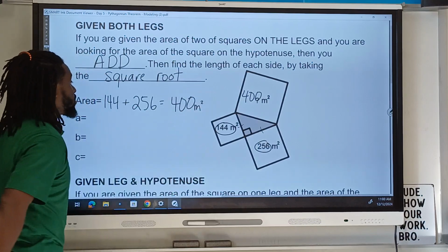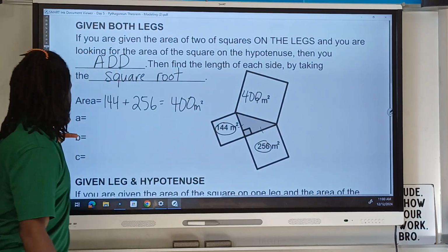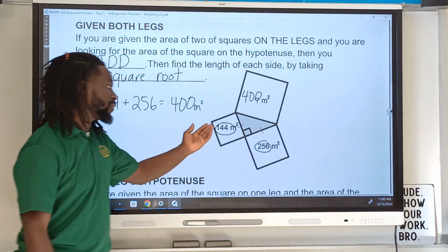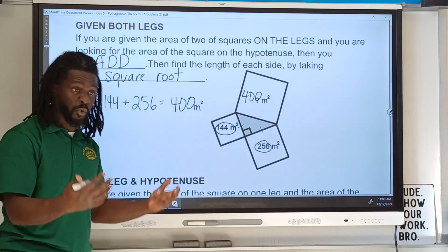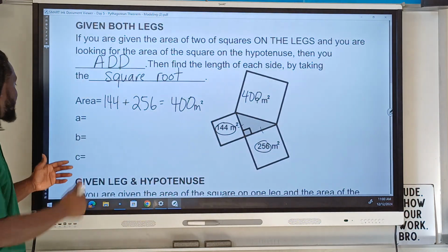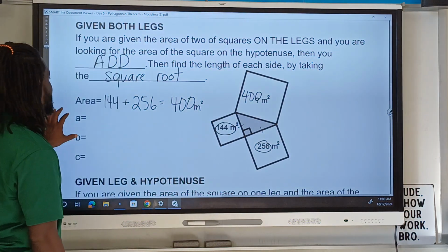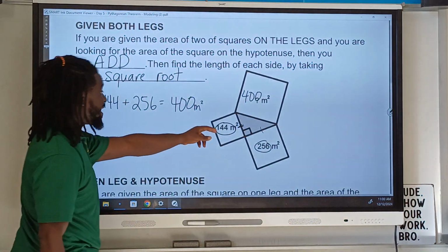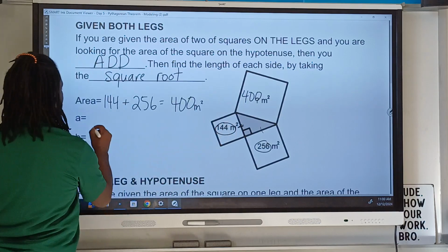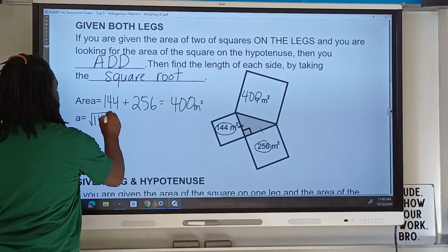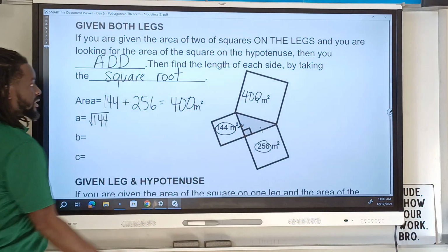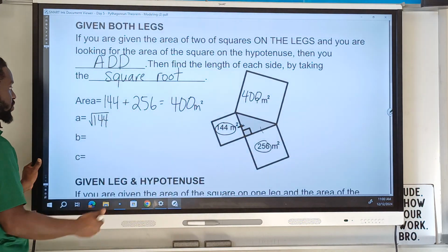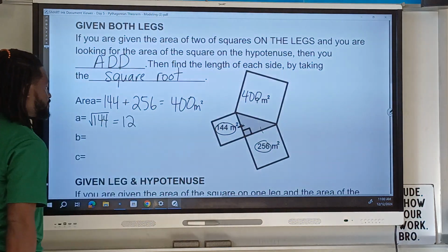We have to take the square root, right? So if you will remember, A and B could be interchangeable. I usually pick A as the first one, or the one closest, going from left to right. So I'm going to say that this one is A. To find A, if I know the area of the square is 144, I'm going to take the square root of that, because I don't want the square, I want the length of the side of the square. And that is going to be 12.